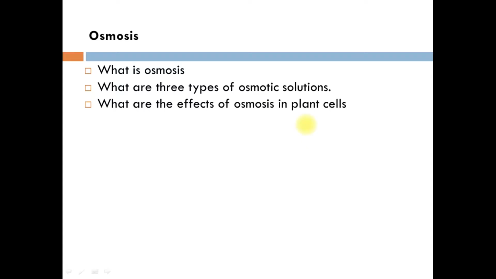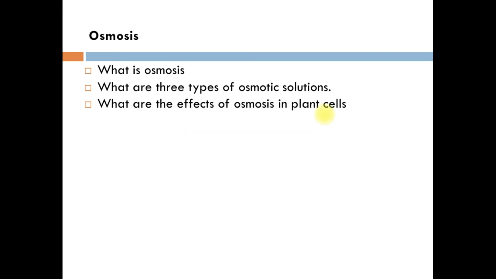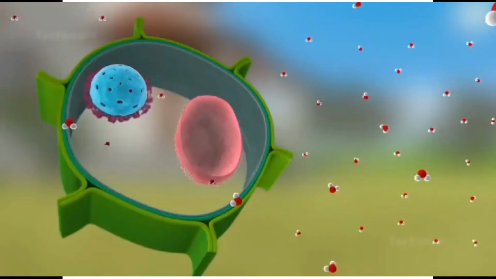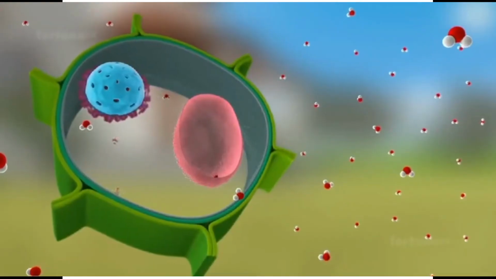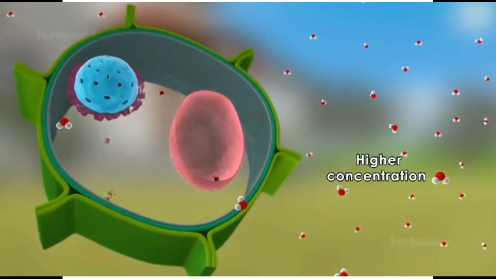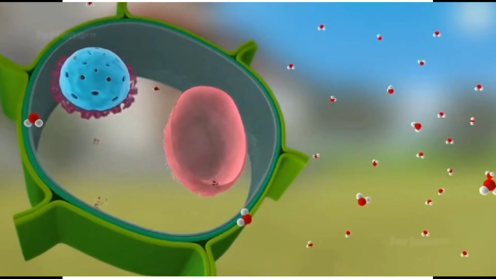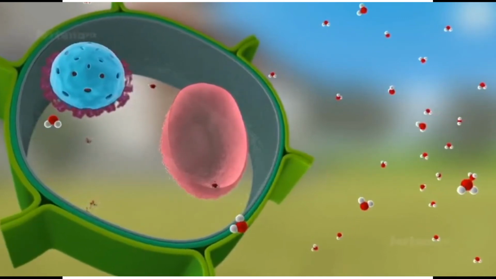So what are the effects of osmosis in plant cells? Plant cells are enclosed by a rigid cell wall. When the plant cell is placed in a hypotonic solution, it takes up water by osmosis and starts to swell, but the cell wall prevents it from bursting. The plant cell is said to have become turgid, that is, swollen and hard.